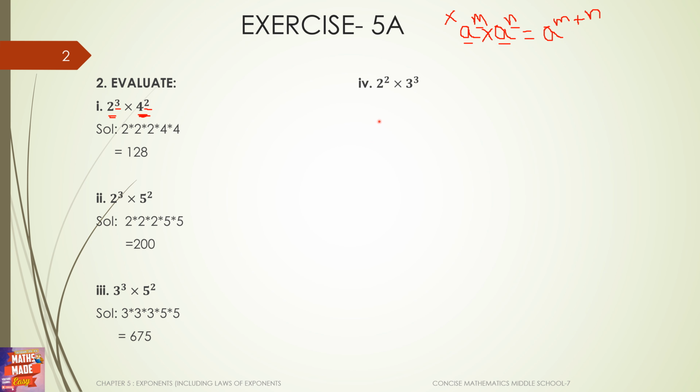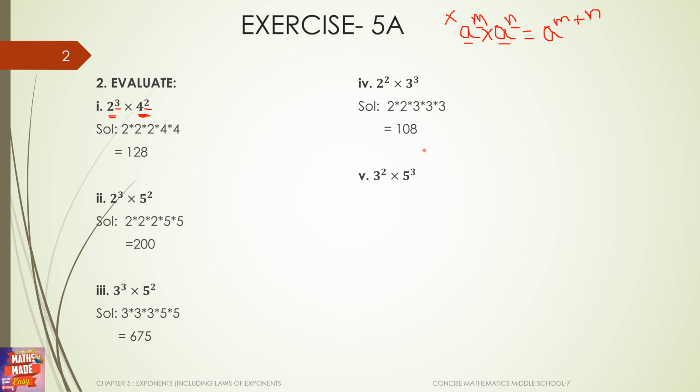And here is our fourth question. 2 to the power of 2 into 3 to the power of 3. Even here the bases are different, so you cannot apply this formula. Right children? So what you get is 2 into 2 into 3 into 3 into 3. So when you multiply all this together, you will get 108.